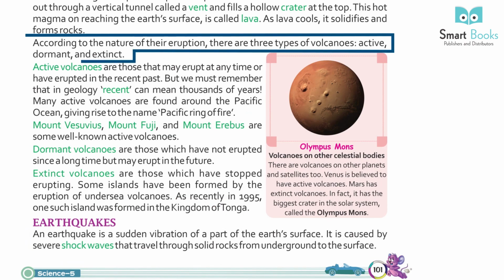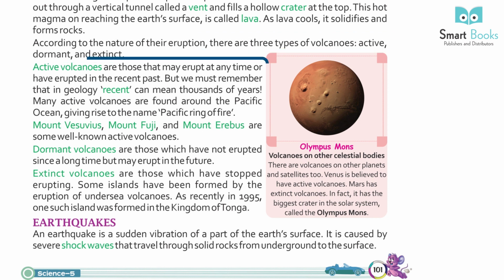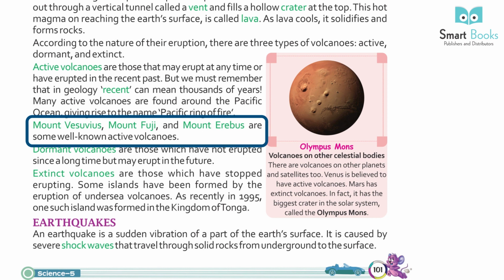According to the nature of their eruption, there are three types of volcanoes: active, dormant and extinct. Active volcanoes are those that may erupt at any time and have erupted in the recent past. But we must remember that in geology, recent can mean thousands of years. Many active volcanoes are found around the Pacific Ocean, giving rise to the name Pacific Ring of Fire. Mount Vesuvius, Mount Fuji and Mount Erebus are some well-known active volcanoes.